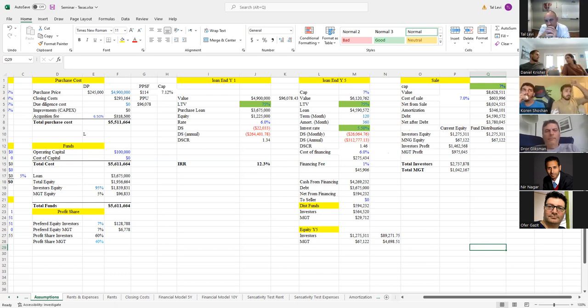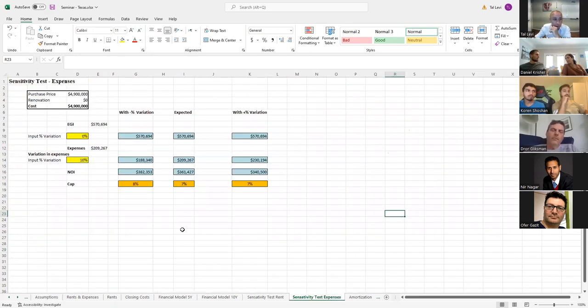So basically, that goes back to my expenses, the sensitivity on expenses. What will happen if I'm wrong by 10% here and there? Let's assume my expenses jump 10%. I went from my expected expenses of 209 to 230, and I'm still at a cap of 7. Still at cap 7, I can live with that.